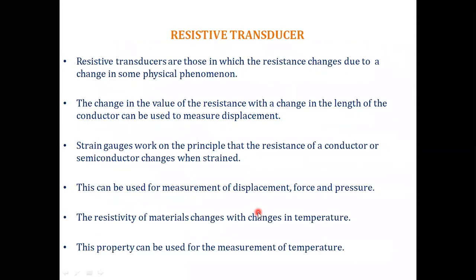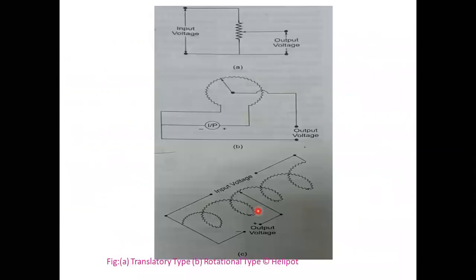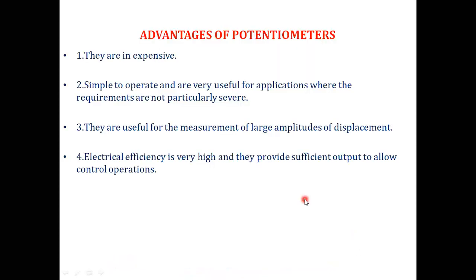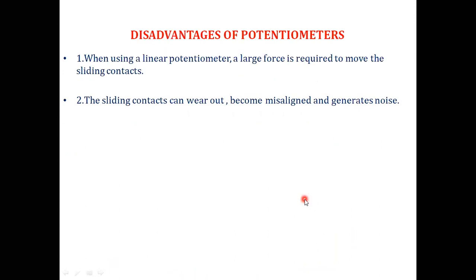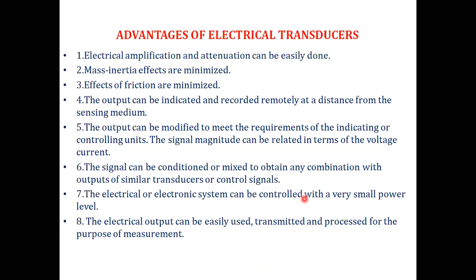What is a resistive transducer? The example for a resistive transducer is the potentiometer, the first, basic one. In that, three types of pots are there: translatory, rotational, helipot. Its advantages and disadvantages. Please go through this one again.